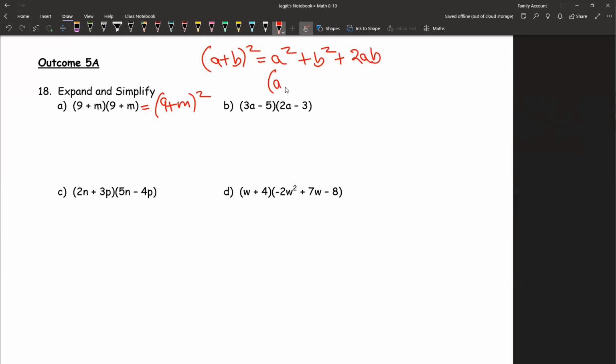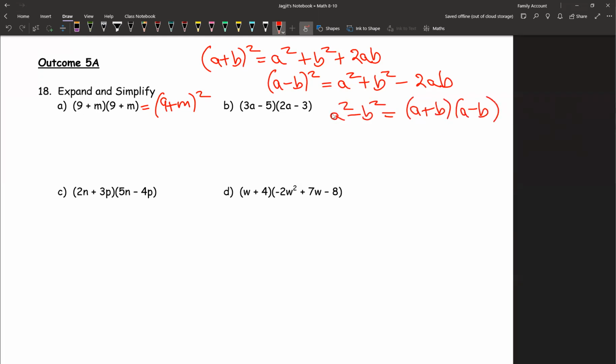I also want you to remember a minus b whole square, which is a square plus b square minus 2ab. You should also know your difference of squares, which is a square minus b square equals a plus b times a minus b. Remember those three formulas, folks? They're going to come in handy.